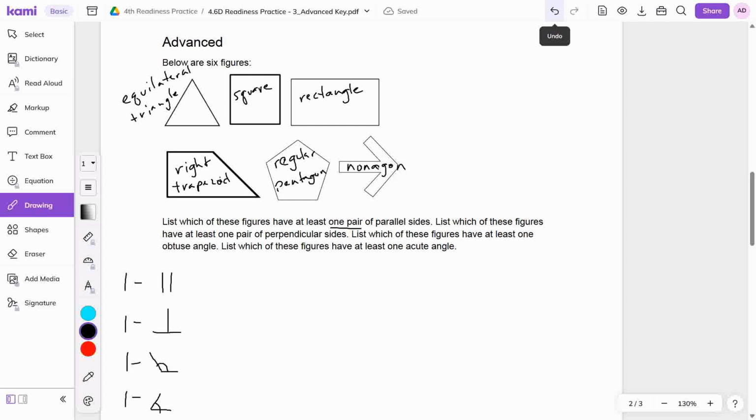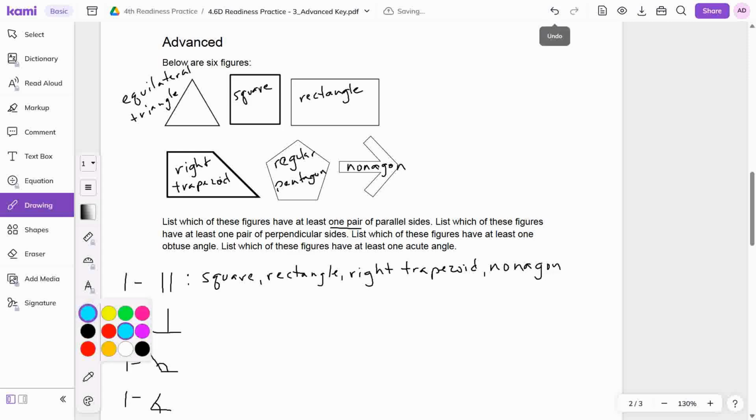All right, so let's put these together here, and let's think. Parallel lines. Equilateral triangle doesn't have any. Square. Okay, so square has got one pair of parallel sides. So is the rectangle. The right trapezoid only has one pair of parallel lines. The regular pentagon does not, and the nonagon does. So let's put that in there, nonagon. Let's just draw those parallel lines. At least one pair would be right there. These are lines that never intersect if you extend them forever, same distance apart.